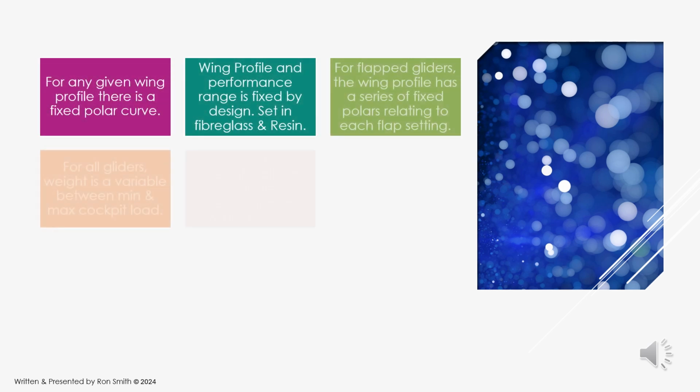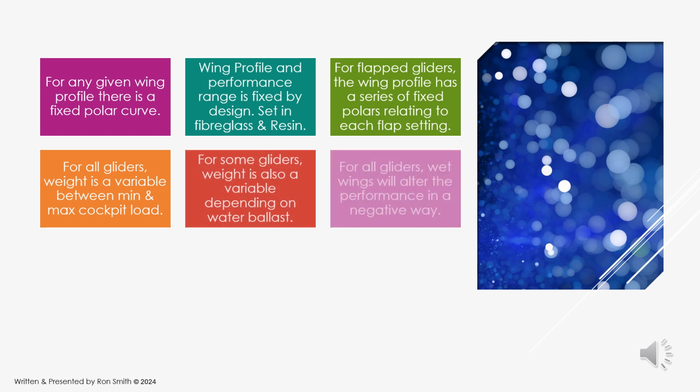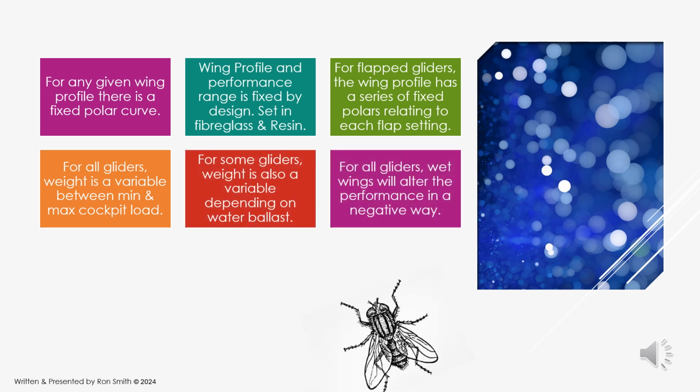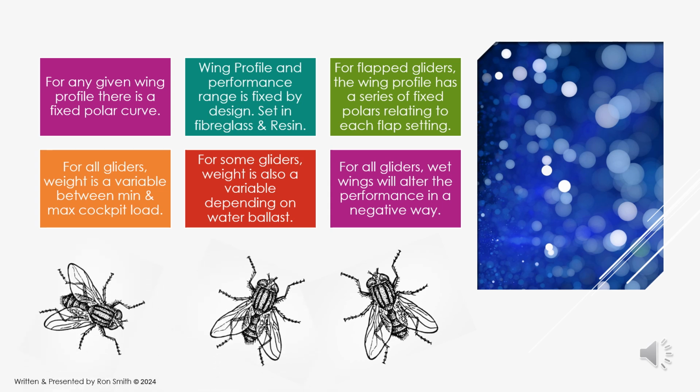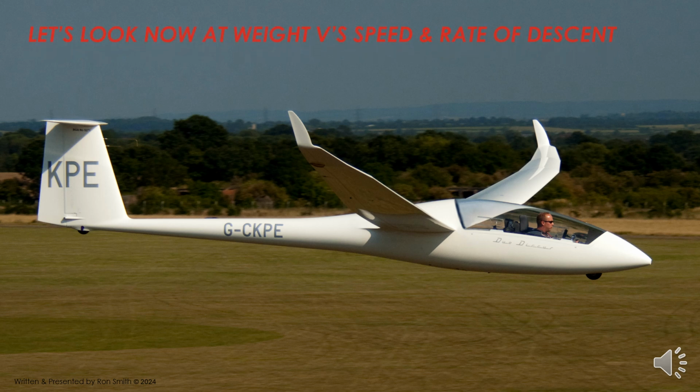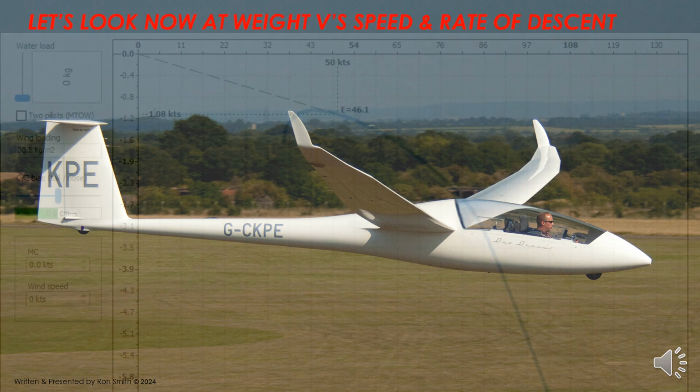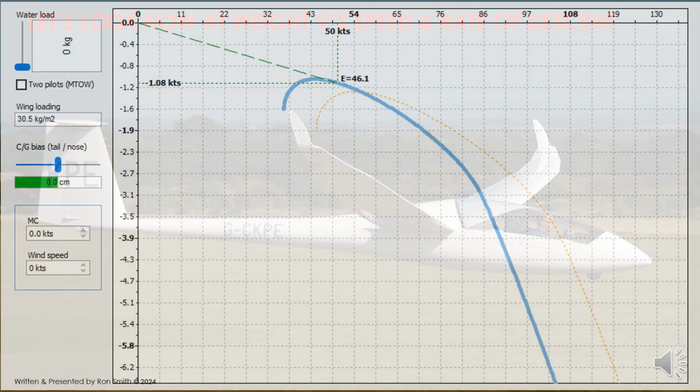Here are a few fixed and variable values affecting the polar of a glider. Can you think of any other influences which may affect the polar? That's right, bugs, ice, dirt, amongst other things. Here we have a polar for minimum wing loading. Minimum sink speed is approximately 43 knots, but more importantly, best glide speed is approximately 50 knots, as shown by a tangent with its origin at 0 on the vertical speed scale.